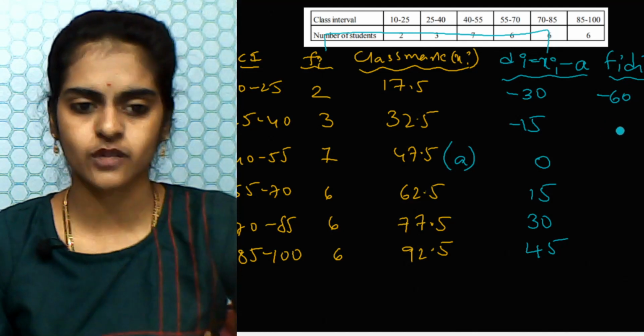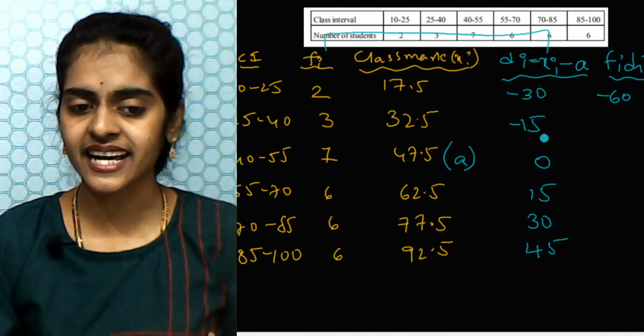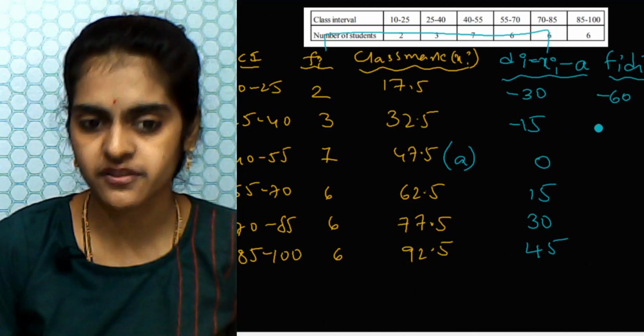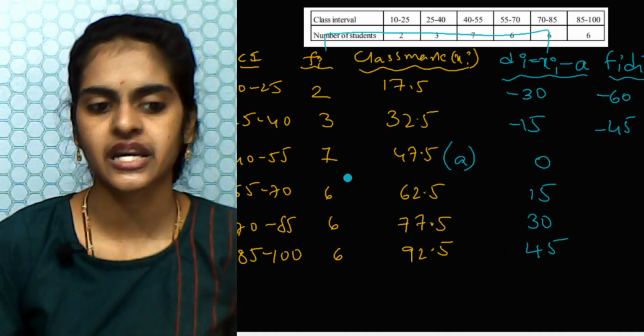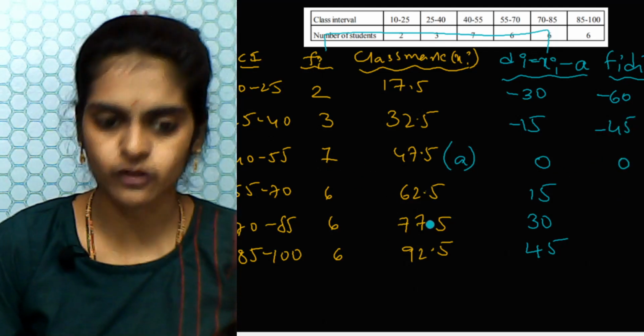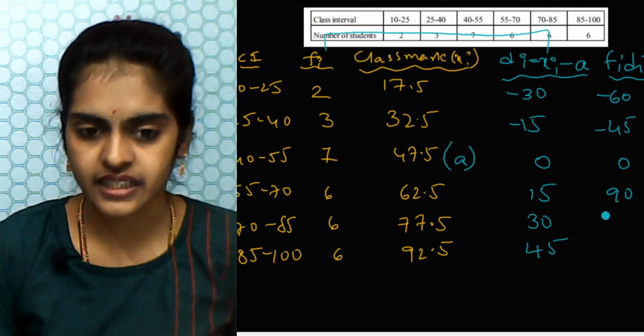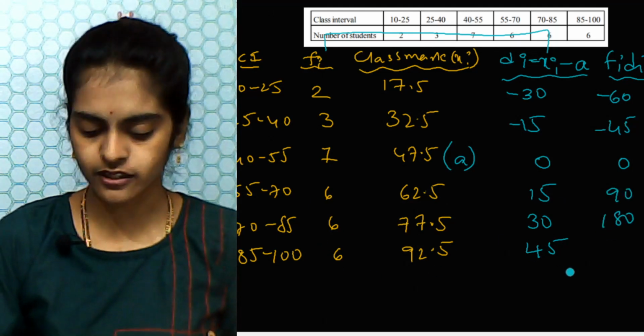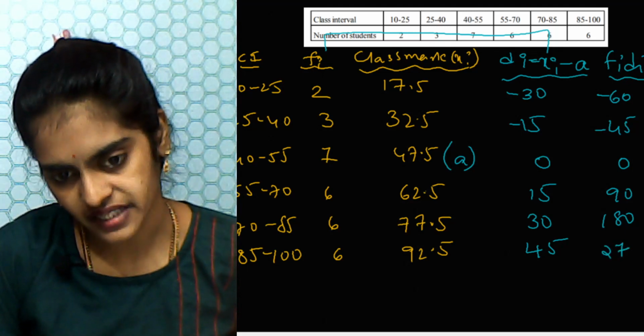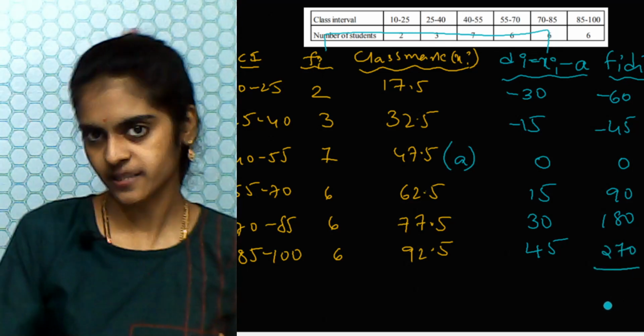Next one. Fi is 3, Di is minus 15. So 3 into minus 15 gives you minus 45. So 7 into 0 gives you 0. 6 into 15 gives you 90. 6 into 30 gives you 180. 6 into 45 gives you 270. So now the calculations are easy, isn't it?